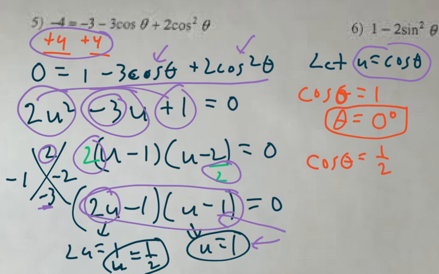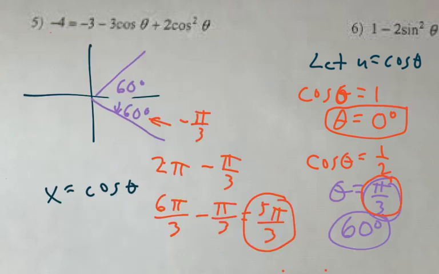So where is cosine equal to 1? There's only one spot, at 0 degrees, or 0 radians. Where is cosine 1/2? Again, do I have it worked out here? Yes, I do. Cosine is 1/2 at pi over 3 in quadrant 1, which is 60 degrees. And in quadrant 4, that would be 5 pi over 3.